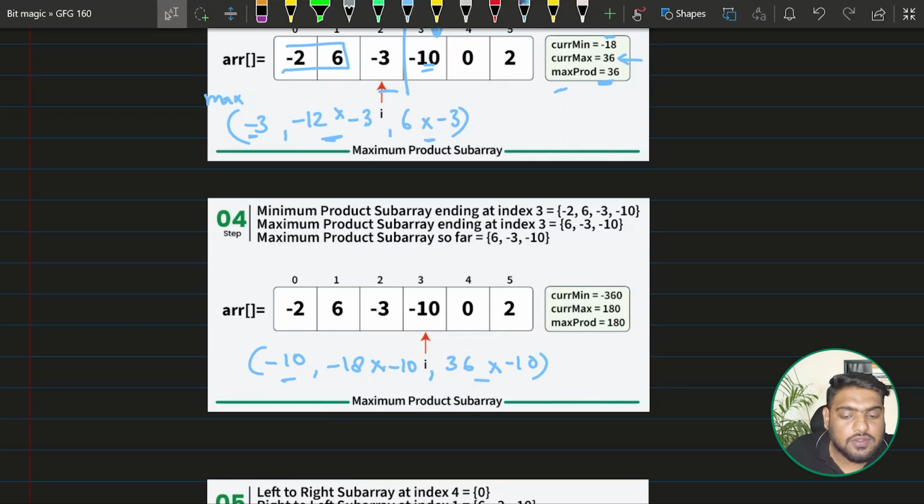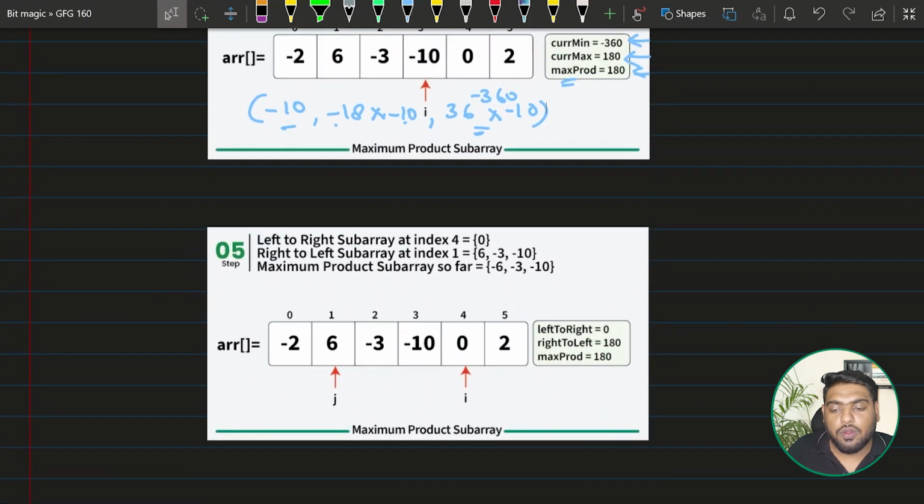This would turn to negative. This is already negative. This negative will become positive and would give us positive 180. That is what we are now going to set as our current maximum. And then here, you can see only one negative symbol is here. Then this would turn to -360, which will now be our current minimum. Because again, we have got a bigger value in current maximum, my maximum product will be updated.